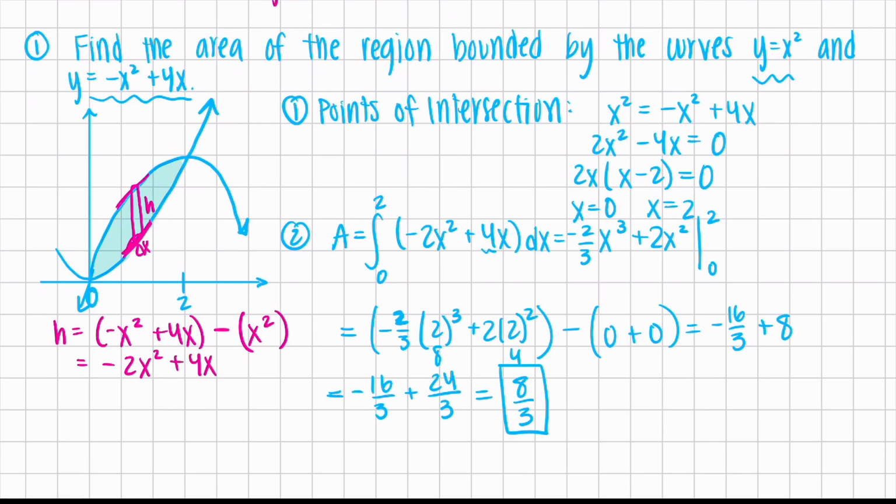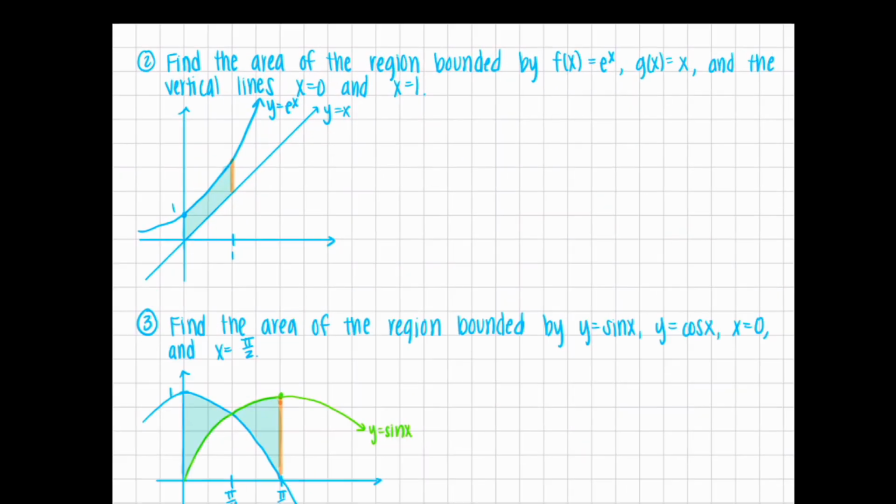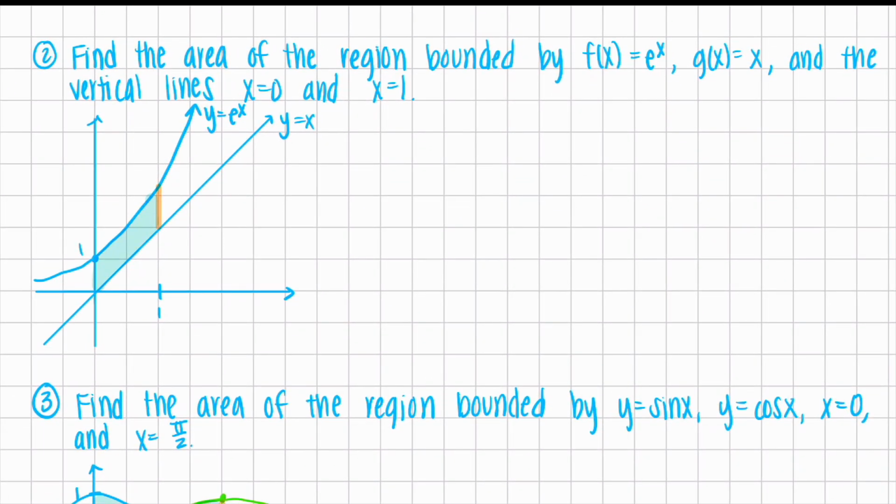So that is our first example. We have a couple more for you. Number 2, find the area of the region bounded by f of x equals e to the x and g of x equals x, and by the vertical lines x equals 0 and x equals 1. So here we have a picture of the graph for you. Here's x equals 0, here's x equals 1. We want to find the blue area, which is the area between the curves.